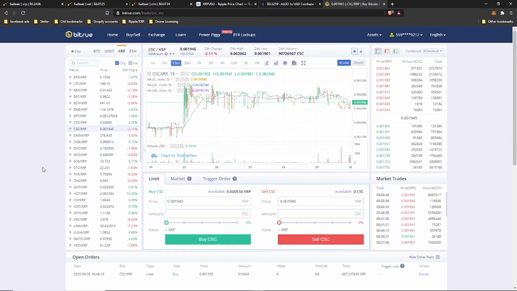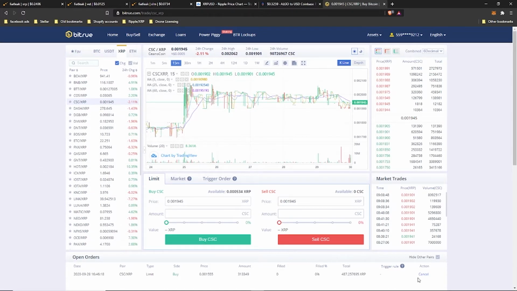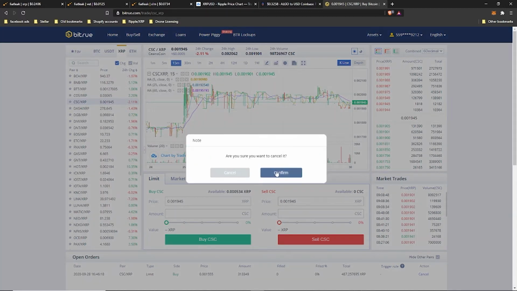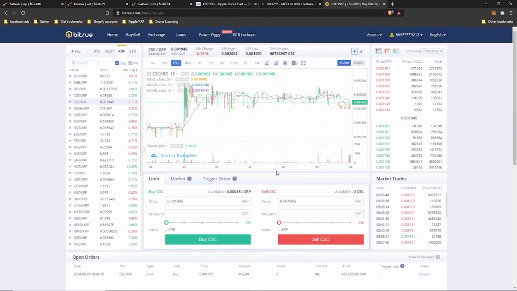And I'll click that. And in this screen, let me cancel a buy. I have a buy here. I want to cancel it to rebuy. Confirm. You can cancel anytime, as long as your buy hasn't gone through. Even a sell order, you can do the same thing.